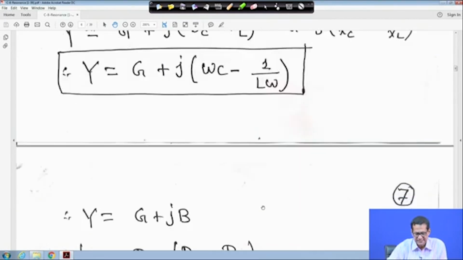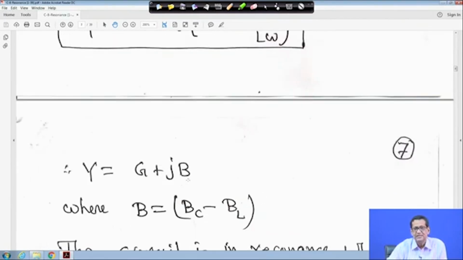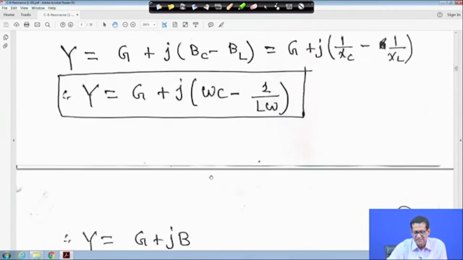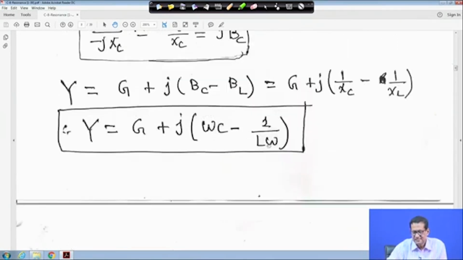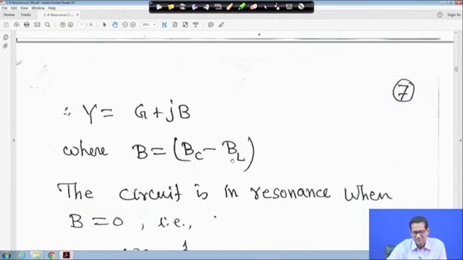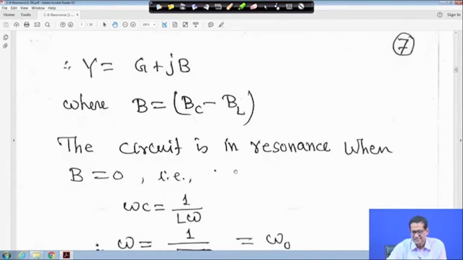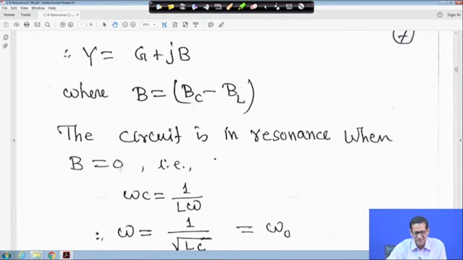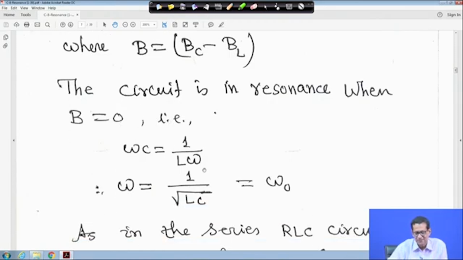So in this case we write Y is equal to G plus jB, where B is equal to BC minus BL. This is my BC and this is my BL, just opposite to the series one, but we have made it like this considering admittance. Now the circuit is in resonance when B is equal to 0, when this part will be 0. Therefore omega C is equal to 1 upon L omega. Therefore omega is equal to 1 upon root over LC, that is equal to omega 0, same as the series circuit.